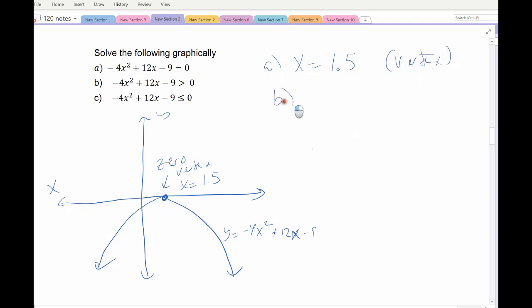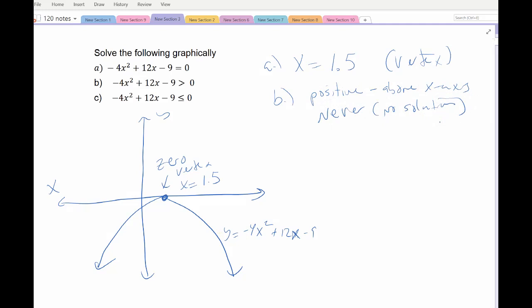And it's opening down. B is asking for when is it positive. When is it above the x-axis? Well, it's never. No solution. There isn't a single value that I can plug into this quadratic and it will come out positive. They're all negative or 0. So again, it never comes out positive. The answer to B is no solution.